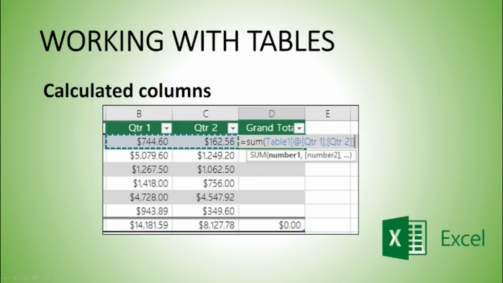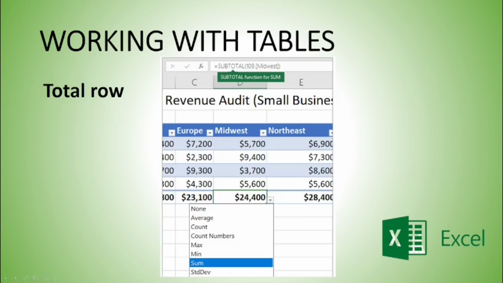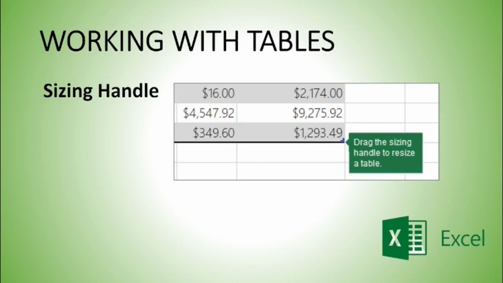Calculated columns. This is a calculated column in which a formula is instantly applied to all other cells in that table column. Total row. Once you add a total row to a table, Excel gives you an AutoSum drop-down list to select from functions such as sum, average, and so on. Sizing handle. This allows you to drag the table to the size that you want.